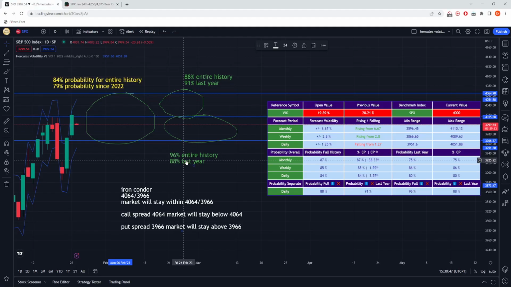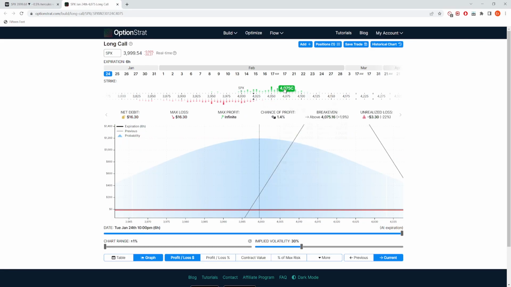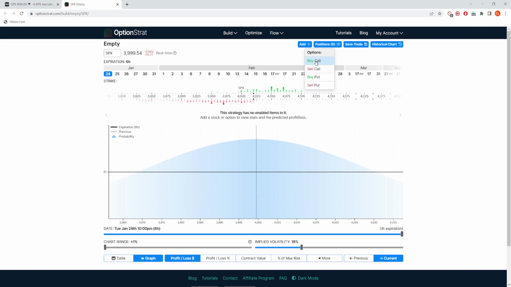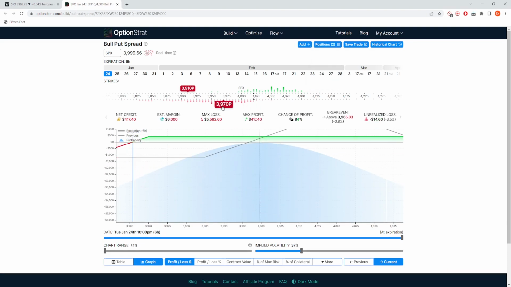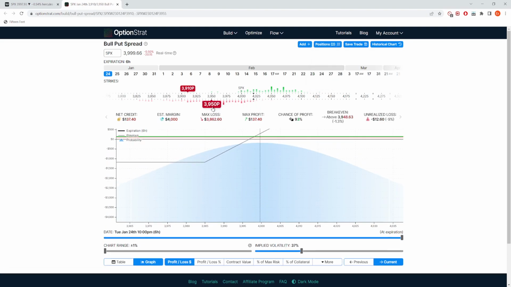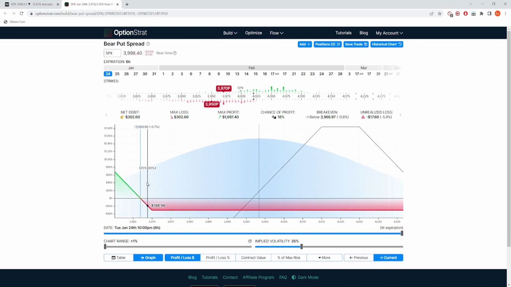However, if we go with the other one, in this case with 3,950, let's remove this. I would like to add a buy put, so the buy put and a sell put. The sell put is going to be 3,950, and the buy is going to be 70. All right, it's going to be like this.